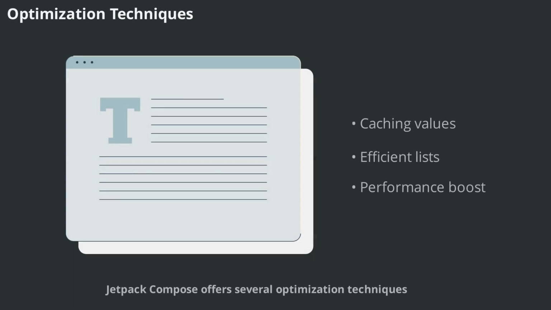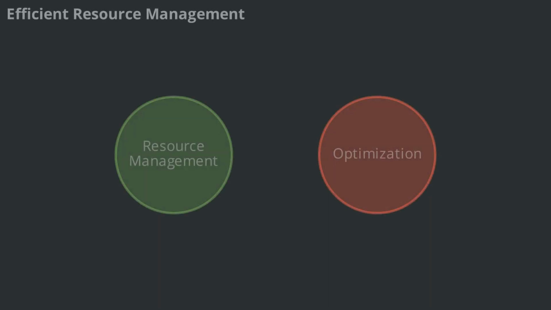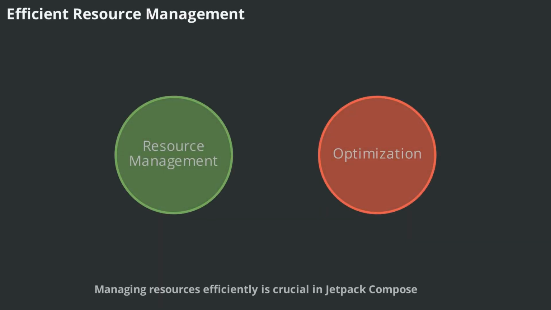Jetpack Compose offers several optimization techniques. Using remember to cache values across recompositions, rememberSaveable for preserving values across configuration changes, isolating state-dependent parts of the UI within smaller composable functions, and using LaunchedEffect for side effects that need to occur only once or when certain keys change. derivedStateOf avoids redundant calculations, and LazyColumn and LazyRow render only visible items, conserving memory and improving performance.